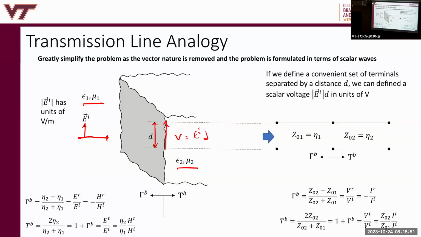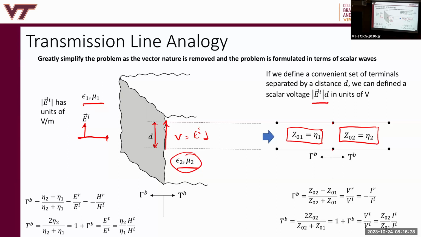Now we can define a convenient set of terminals separated by a distance d, and we can define a scalar voltage, E incident magnitude times d, in terms of volts. Good. So on the left-hand side, the characteristic impedance of the transmission line is the wave impedance, the intrinsic impedance of the medium, which is Z01 equal to eta 1. So you have two transmission lines here, and a junction between the two, right? On the right-hand side, we have this medium, which has characteristic impedance Z02 equal to eta 2.